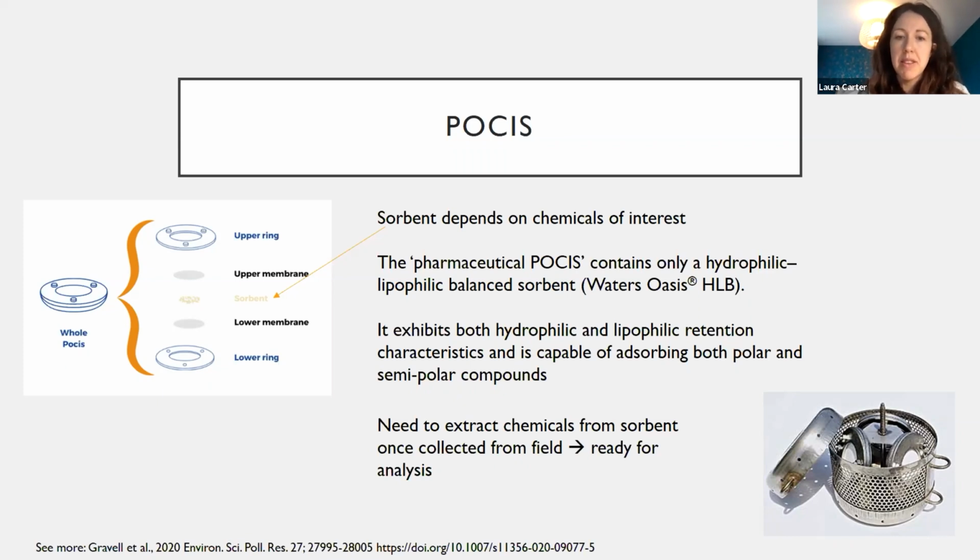Probably the most relevant is the pharmaceutical POCIS, which uses a hydrophilic lipophilic sorbent called the OASIS HLB, made by Waters. This is a water wettable reversed phase sorbent. Basically it comprises a polymer that can absorb all of the chemicals. OASIS HLB is probably the most frequently used in this case, and it's been widely used for pharmaceutical detection, including antibiotics.